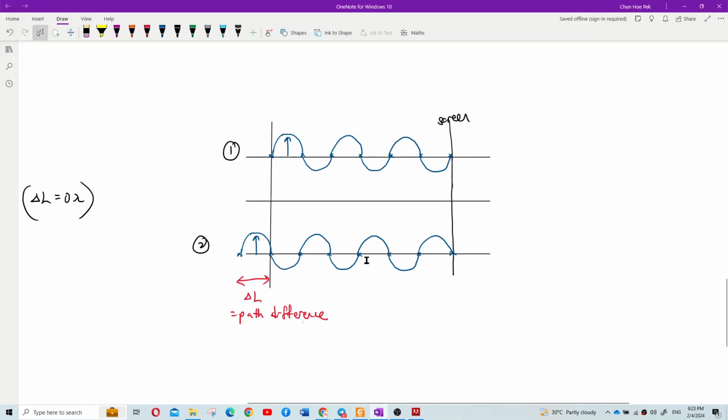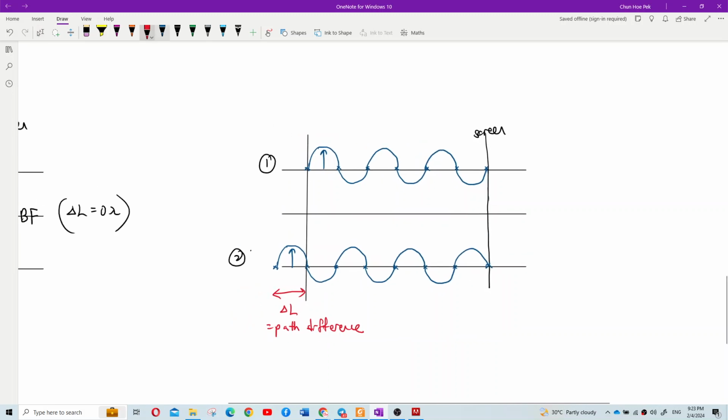This is S2. Understand? So this part is the delta L, but my delta L now is only how much? This is still considered two in phase sources. Why in phase sources? Because both are going up initially. So they are in phase, they start in phase.